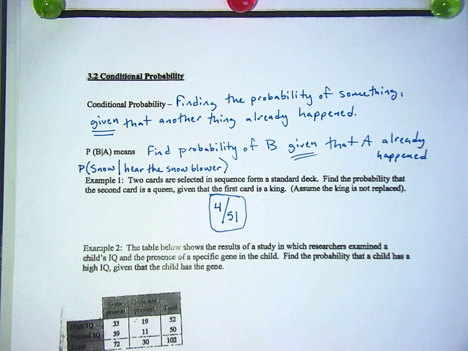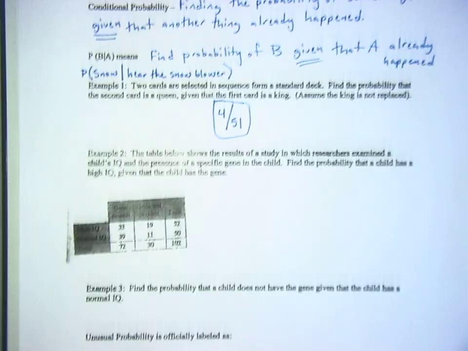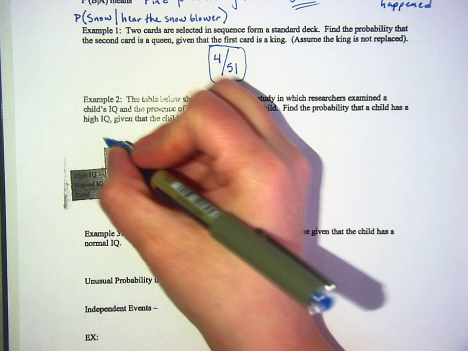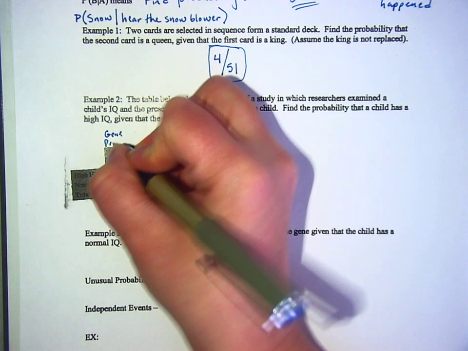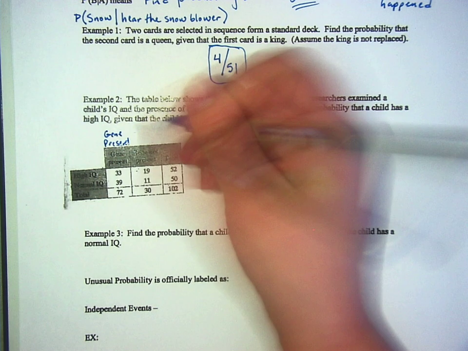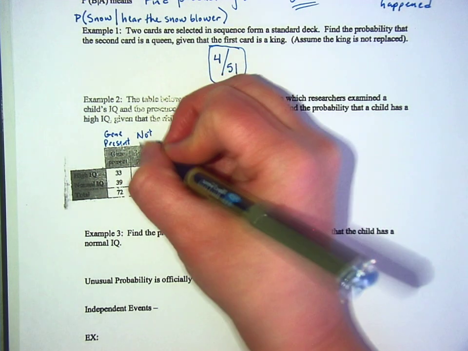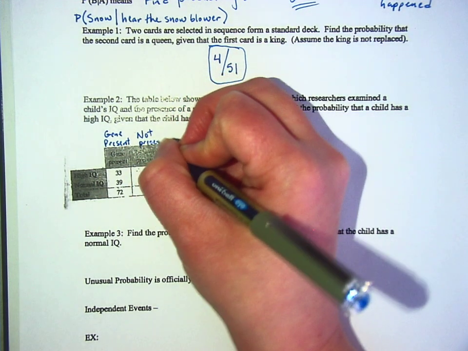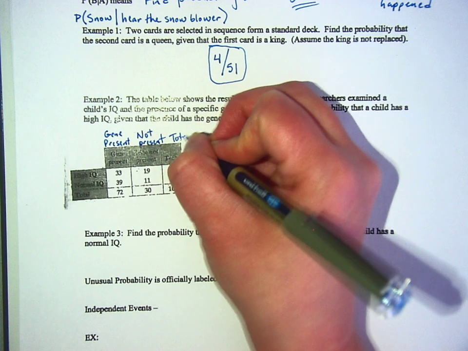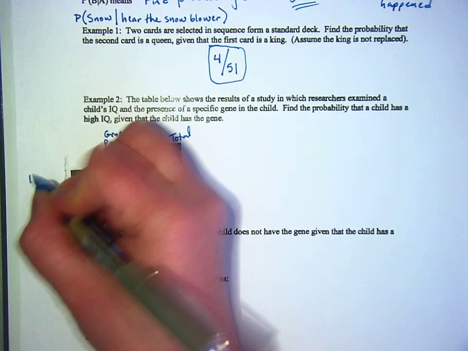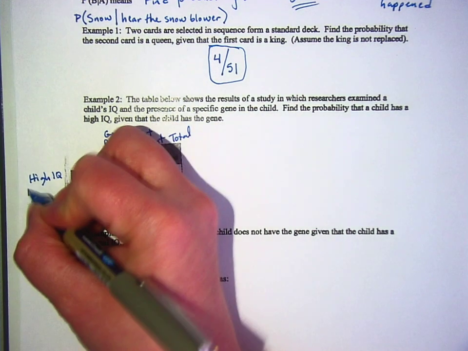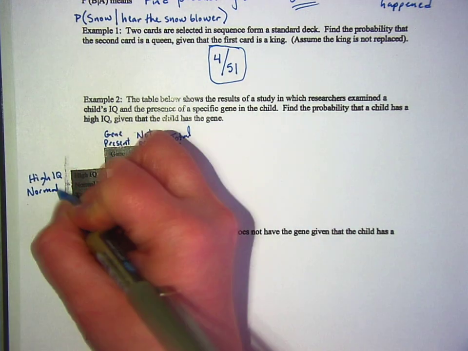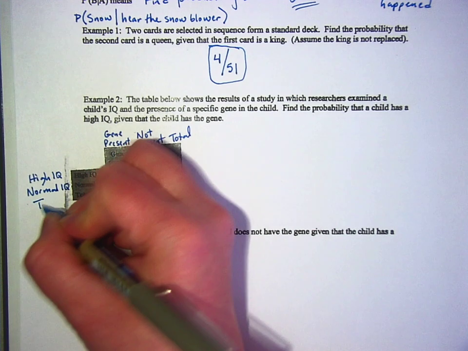All right, now, I'm very sorry that when I made copies of this that it got so hard to read. So if you want to add to it, you can write, this one says gene present. This one says not present. This one says total. This one over here says that it's a high IQ. This one's a normal IQ. And a total.